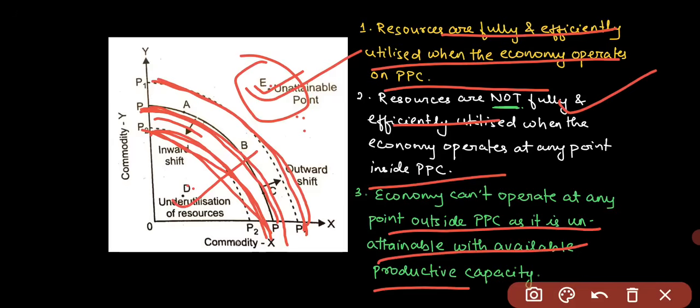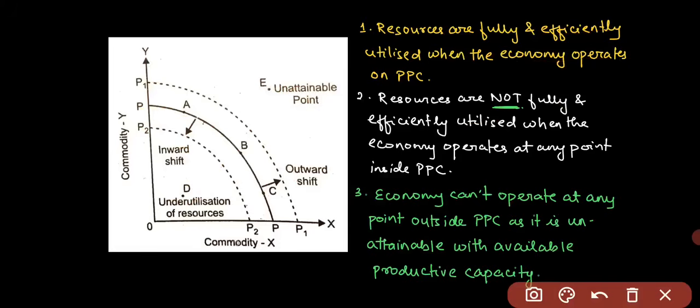So we know that the production possibility curve slopes downwards, right? And it is a concave shaped curve, right? So it is all about the production possibility curve. I think you have understood this.